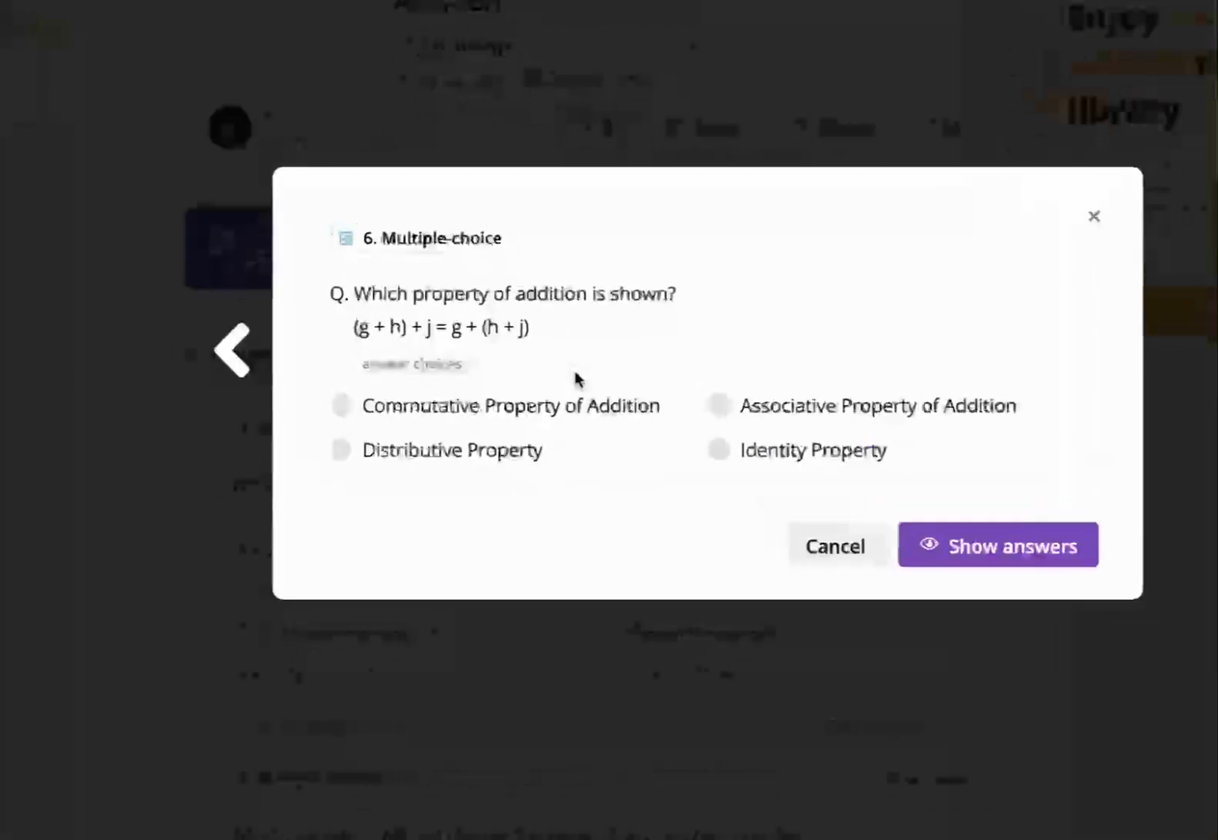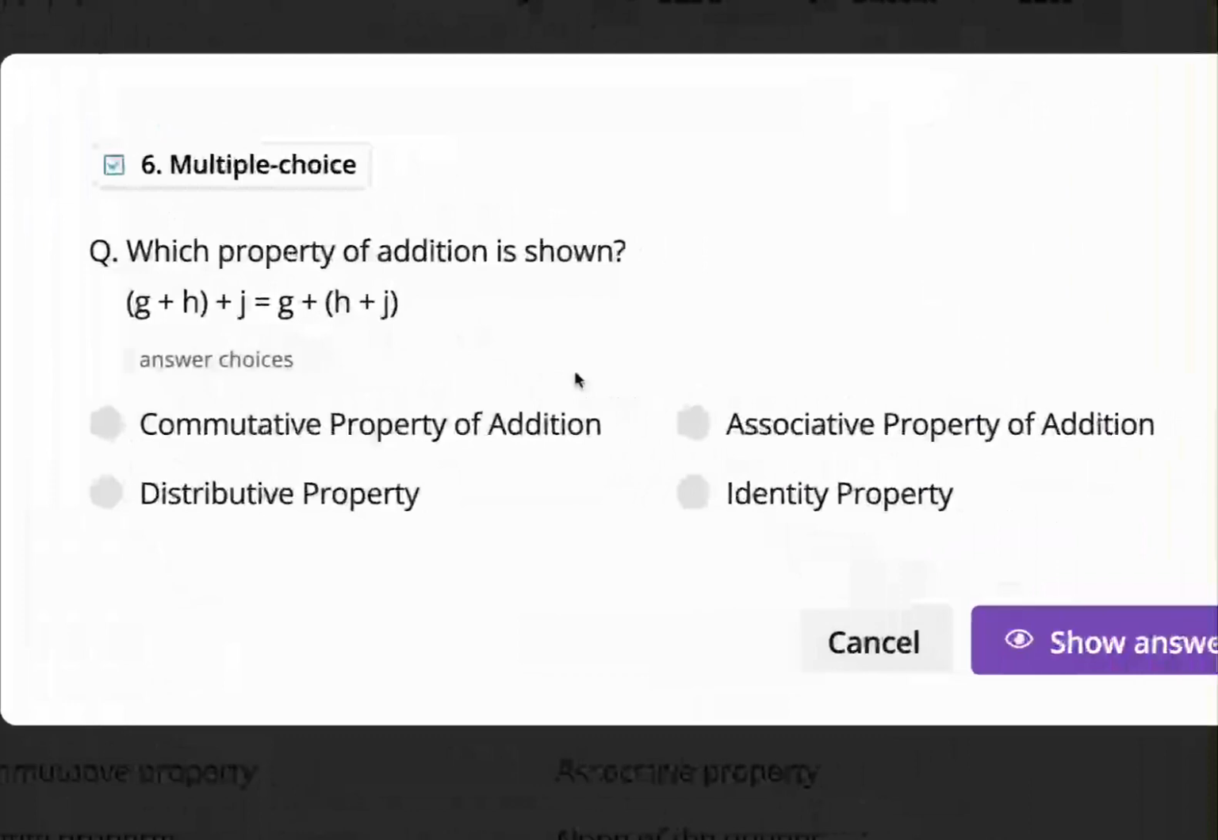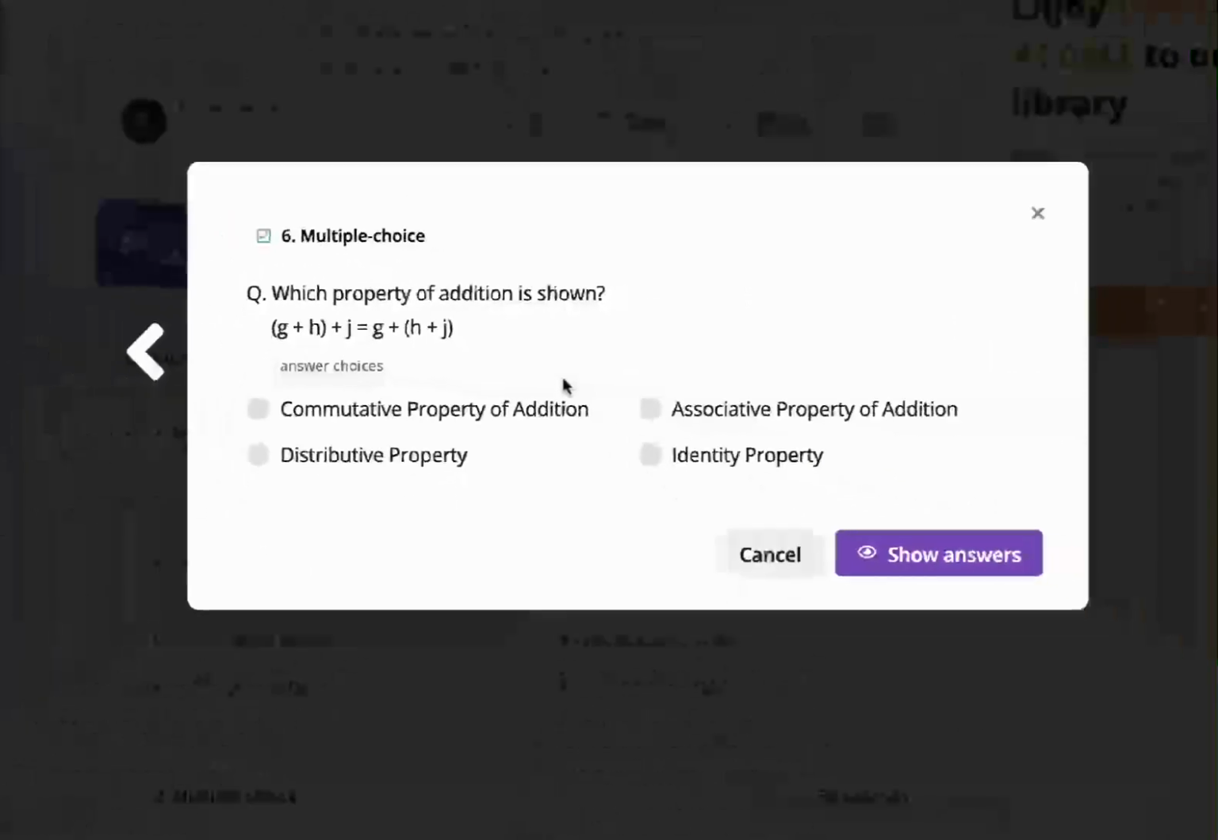And here, which property of addition is shown? What is this property? It's the associative property.